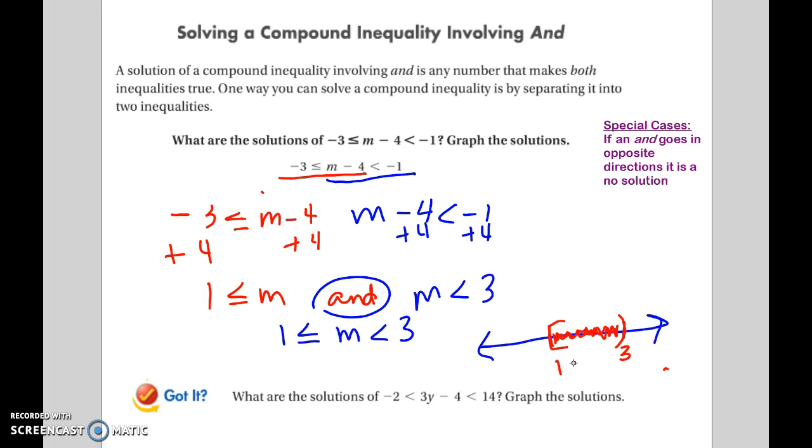If you end up with an answer that is not shaded in between, then that means that it is going to be a no solution. That's a special case. An and should always be shaded in between. If it goes the opposite directions, it is a no solution. Try doing the example at the bottom. Make sure you pause so that you don't see the answer.